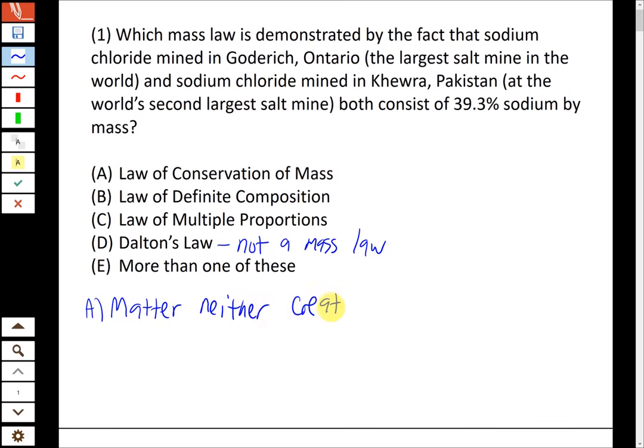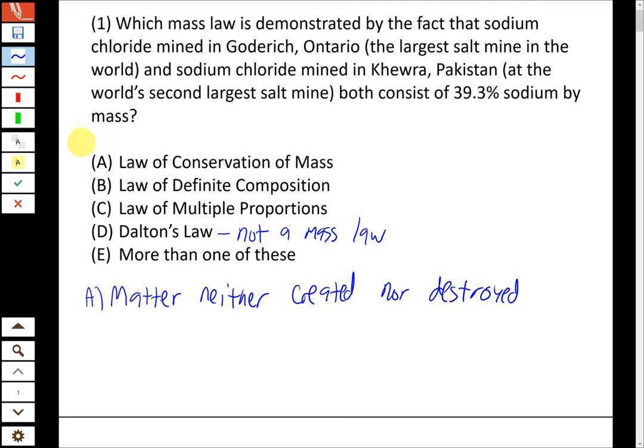Now, if we look at the situation that's presented in this problem, we're not talking about a chemical reaction. We're talking about just a single substance. Remember, a chemical reaction will be changing one substance into something else. So I think we can eliminate this as being our answer choice. Choice A is not going to be it.